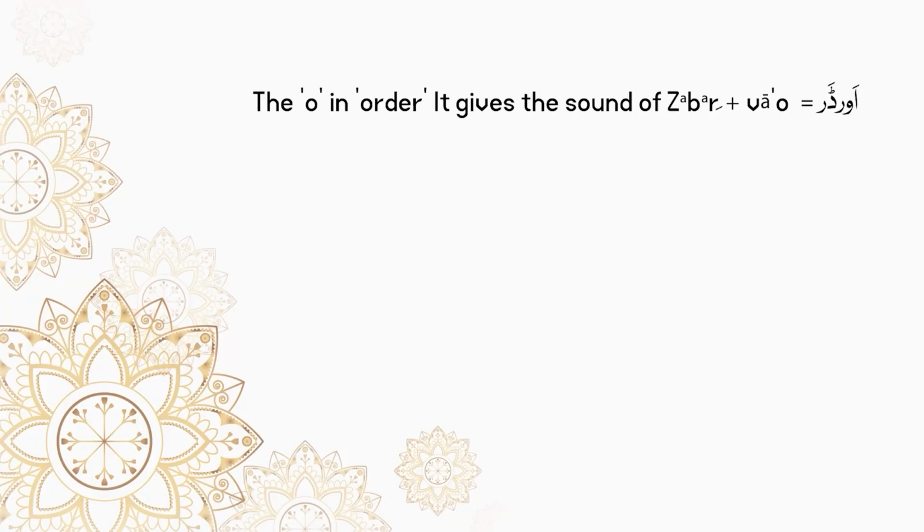And another word is here, another vowel is here. The o in order, it gives the sound of zabar plus waw. Order. Zabar is followed by alif. We have to remember, zabar can be followed by alif. Zabar can be followed by waw. Here, zabar is followed by waw. Order. When we write order word in Urdu, we will write after alif, we will insert waw. Order.